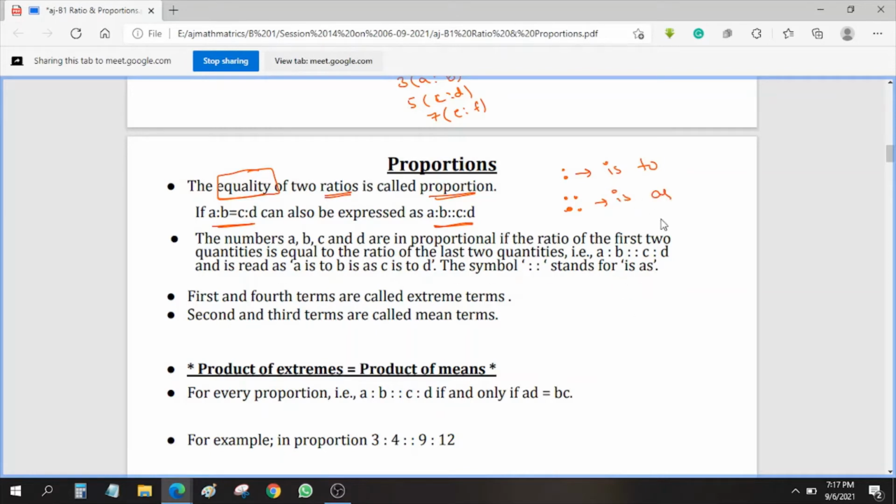I may forget about this, that's why I wrote it here itself. A, B, C, D are in proportion if the ratio of the first two quantities is equal to the ratio of the last two quantities, which means A:B::C:D. Then it is read as A is to B as C is to D. The four-dots symbol stands for is as. So these are the complete basics of ratio and proportion.